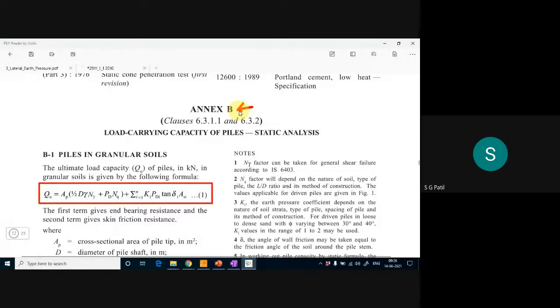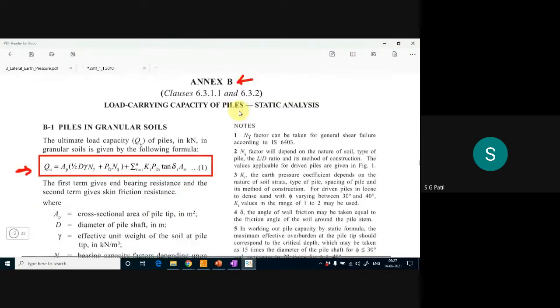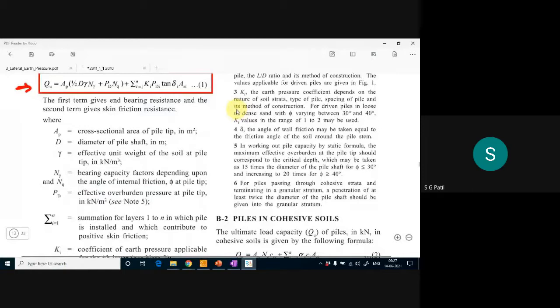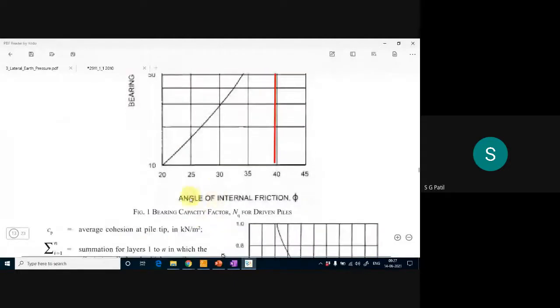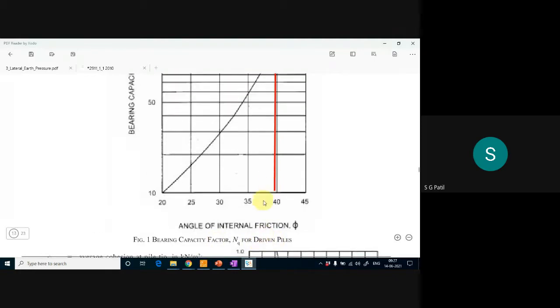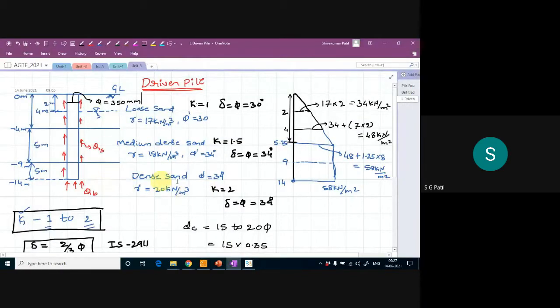Even if you don't remember the formula, the formula is also given in the code itself. Here I have to first get the Nq value. How will I get the Nq value? See, bearing capacity factor Nq for driven piles. What is the phi value at the tip of the pile? At the tip of the pile, phi value is 39 degree, right? So for this 39 degree, I should get an Nq value.